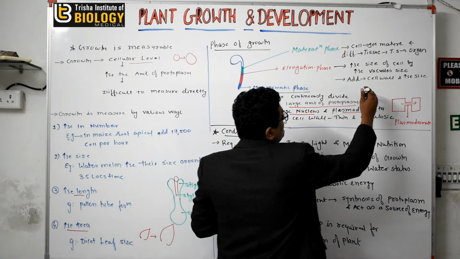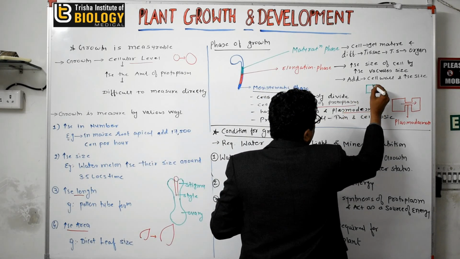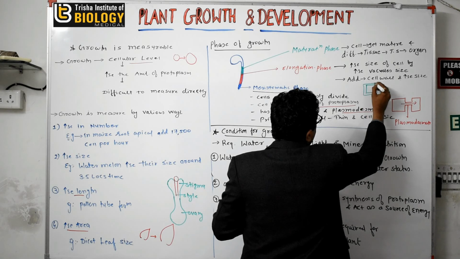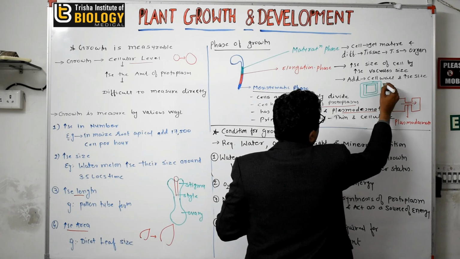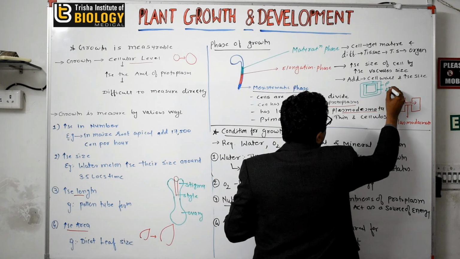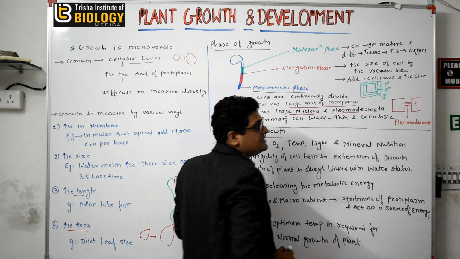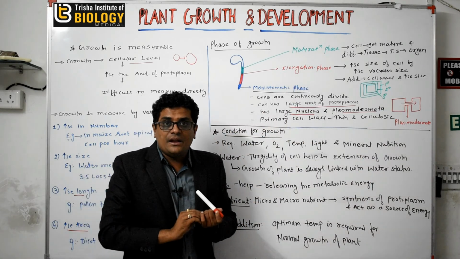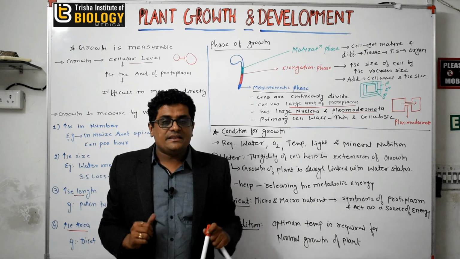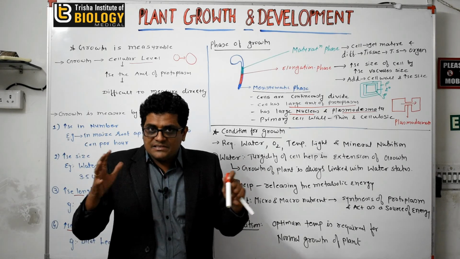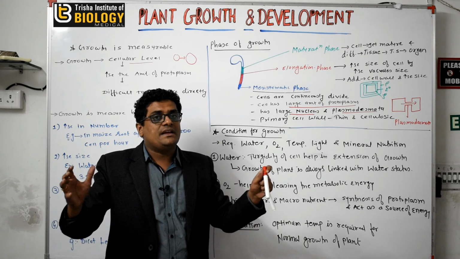cell wall. For example, suppose this is the cell, so here it is the tertiary cell wall, then secondary cell wall, and then primary cell wall. This is primary cell wall, secondary cell wall, and the tertiary cell wall. So it increases the number of cell walls and thereby increases the size of the cell. And when the size of the cell increases, the plant shows growth.